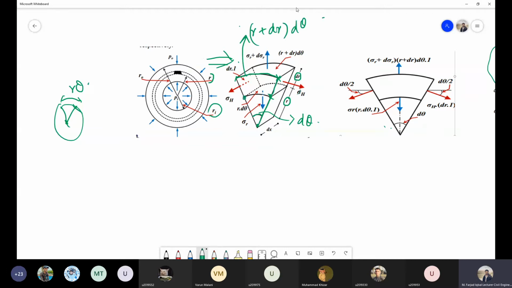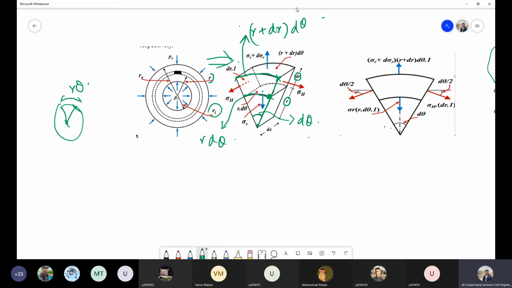What will be this bottom arc length? This one. Sir, R into d theta. So this bottom, which I have shown over here as well, this arc length is r into d theta.